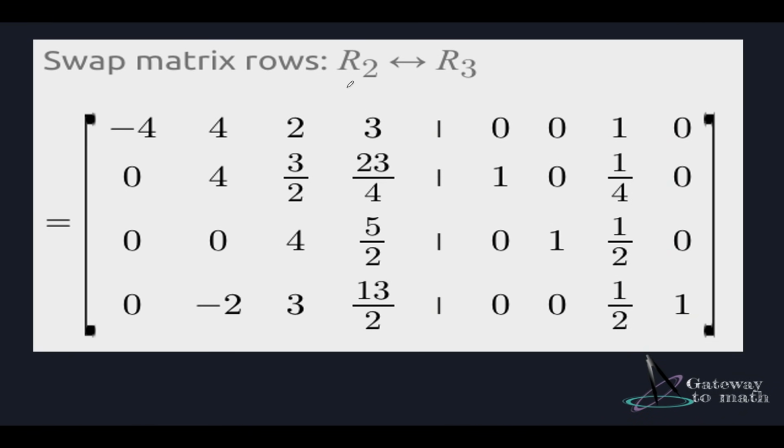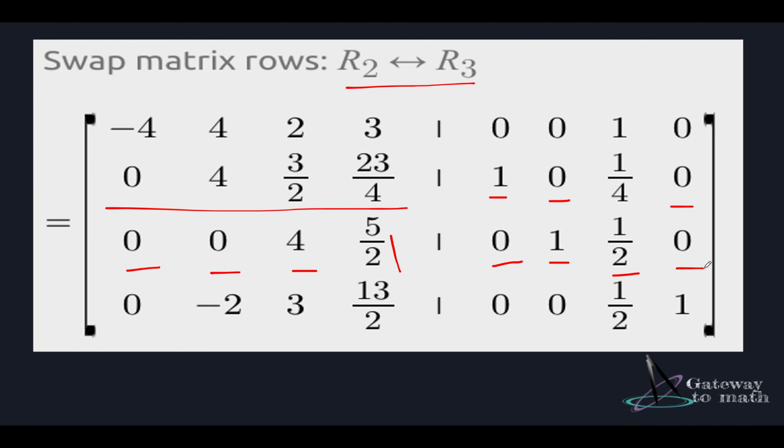Now let's again go ahead and swap the two rows. We're swapping R2 and R3 this time. So what do I have now? I have 0, 4, 3 by 2, 23 by 4 on the LHS side of the second row, and I have 1 0 1 by 4 0 on the RHS side, and then the R3 I have 0 0 4 5 by 2, and then 0 1 1 by 2 and 0.